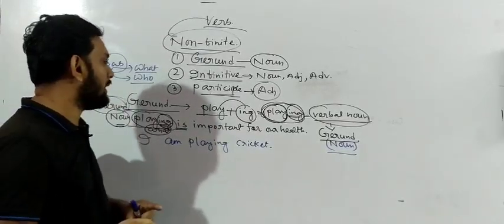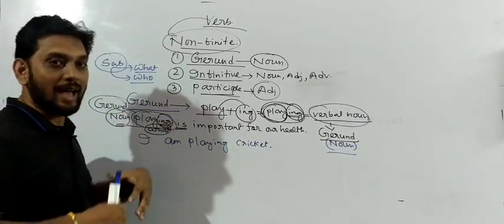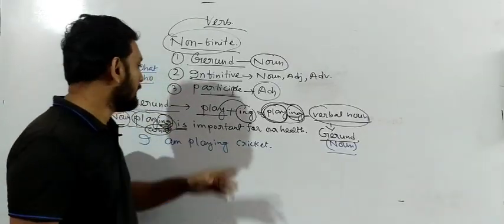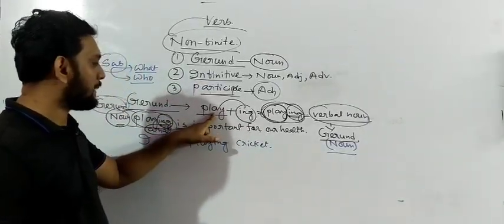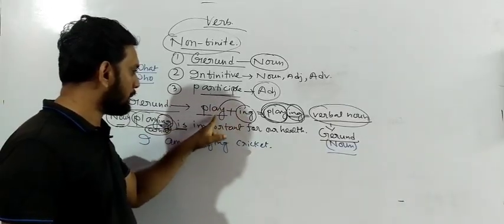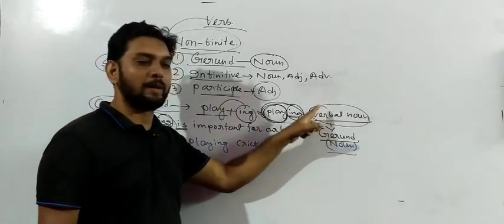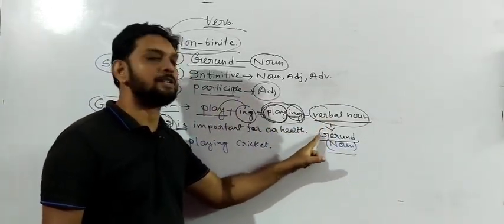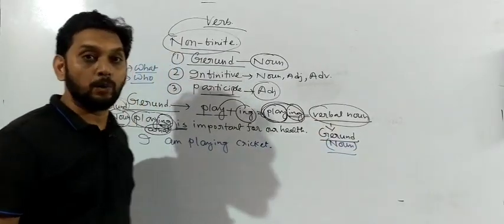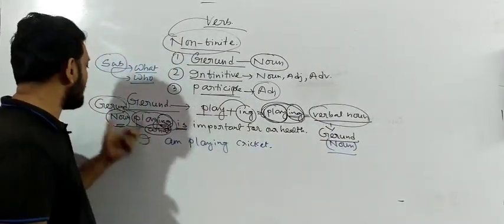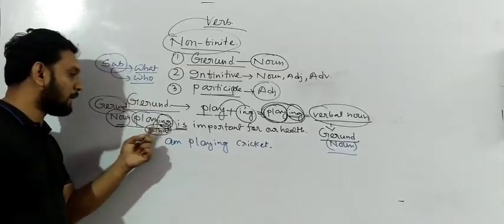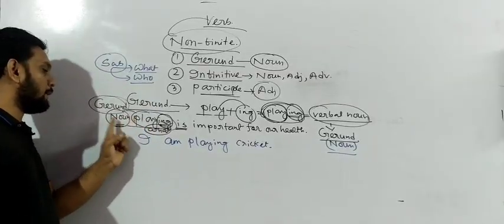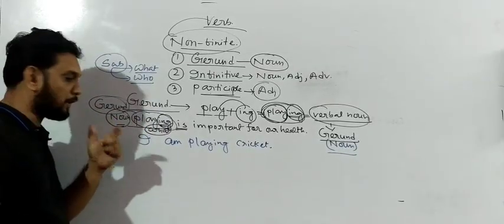Because already we have learned gerund is the ing form of a verb. So play is a verb, and when we add ing with the verb, it becomes the verbal noun, and verbal noun is also called the gerund, and gerund always acts as a noun of any sentence. So here playing is a subject, it acts as a noun, and we can also call it gerund form.